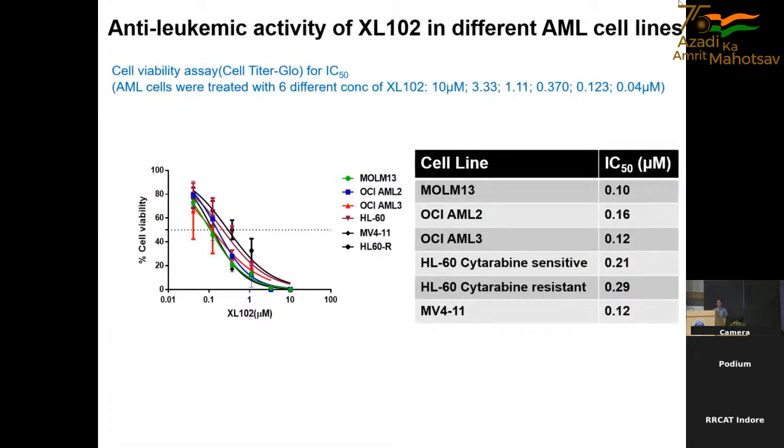Then we checked the efficacy of this compound in various AML cell lines. We did the CellTiter-Glo assay, and we used 6 different concentrations starting from 10 micromolar using 3-fold serial dilutions. We found that in 6 different AML cell lines, the IC50 was in the range of 0.1 to 0.2. These cell lines are derived from different patients; someone carries a FLT3 mutation, someone carries an NPM1 mutation, and in fact for HL60, both the cytarabine-resistant and sensitive cell lines, the effectiveness of this compound was 0.2 micromolar, which shows that it is working without considering any genetic alteration present in the cell.